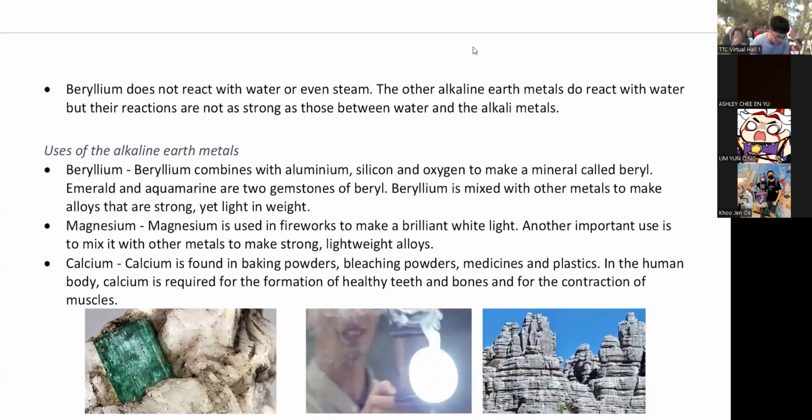Beryllium, you'll find it in your minerals. One of them is called beryl. They are found in emerald and aquamarine. Now, what is emerald? What are these two things? These are what we call gemstones. You know what is gemstone? 宝石. Gemstones are more expensive minerals.